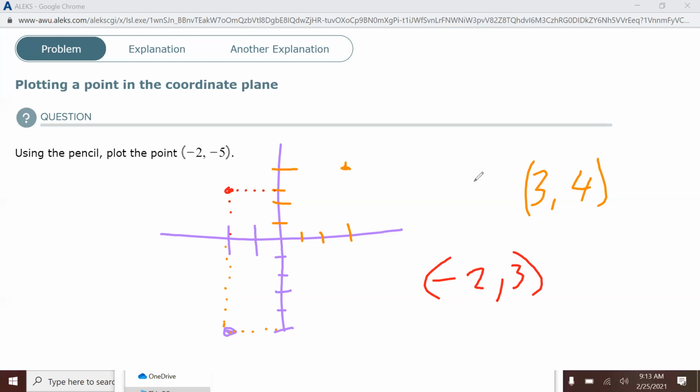Let's do one more. How about 5, -3? That would be 5 units in the x direction. 1, 2, 3, 4, 5. And then 3 units in the y direction, but going down would put us right there. And that's it.